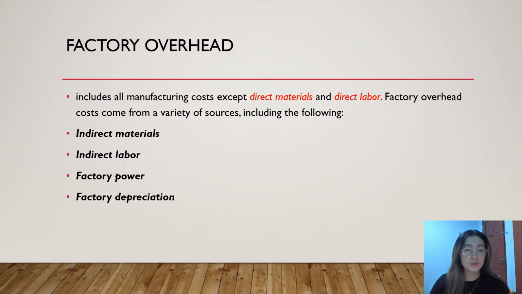So our next topic is factory overhead. Factory overhead includes all manufacturing costs except direct materials and direct labor. Factory overhead costs come from a variety of sources, including the following. Indirect materials comes from a summary of materials requisition. For indirect labor, this comes from the salaries of production supervisors and the wages of other employees such as janitors. For factory power, this comes from utility bills, and factory depreciation comes from accounting department computations of depreciation.